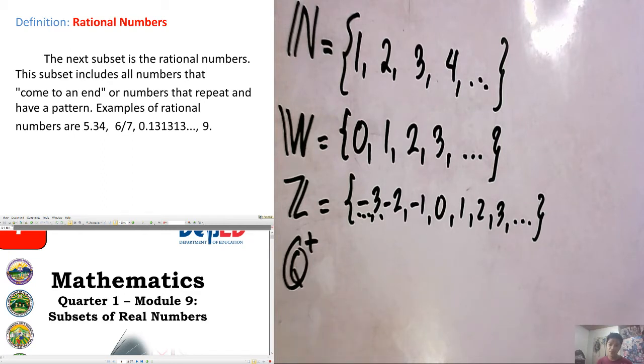Next, the opposite of a rational number is what you call an irrational number, and it has the symbol Q minus. So what is this irrational number?